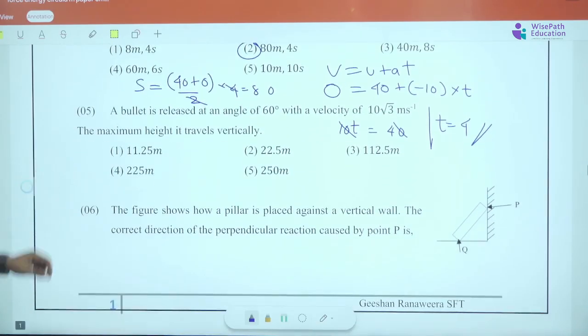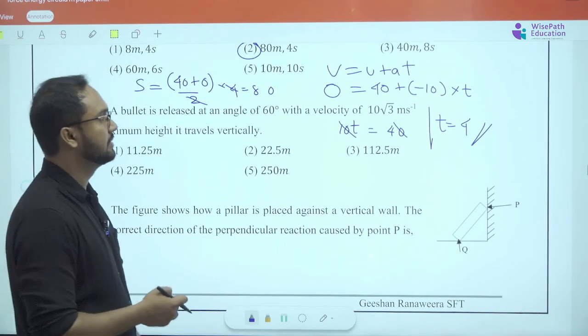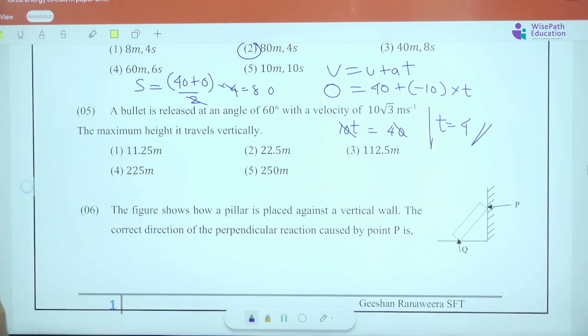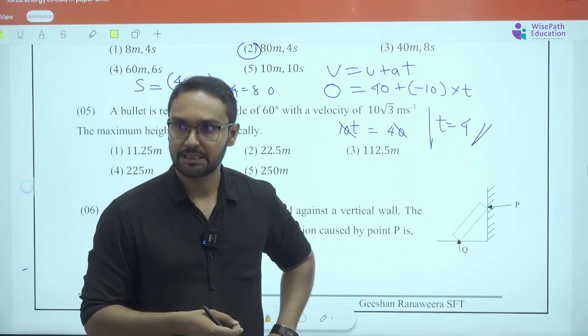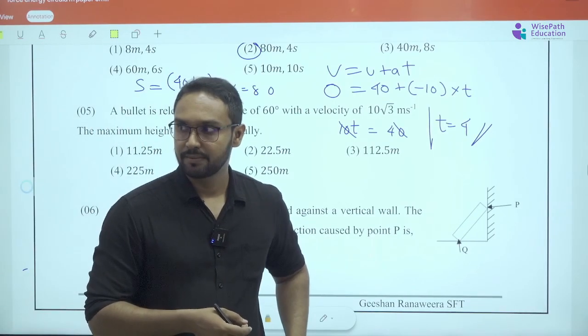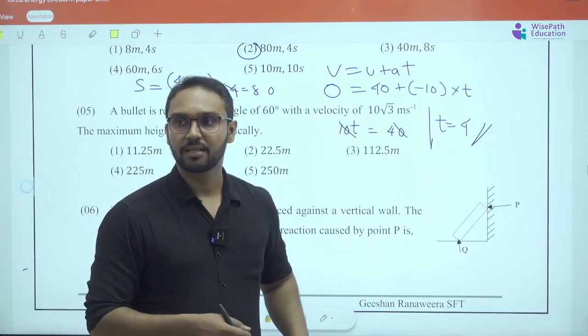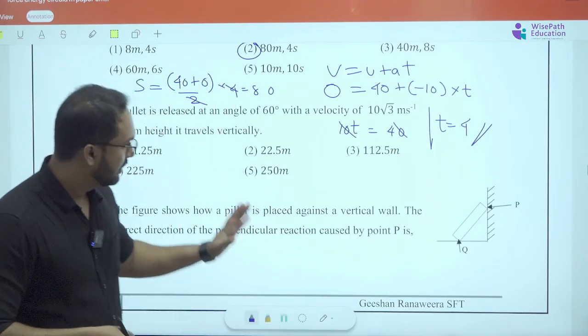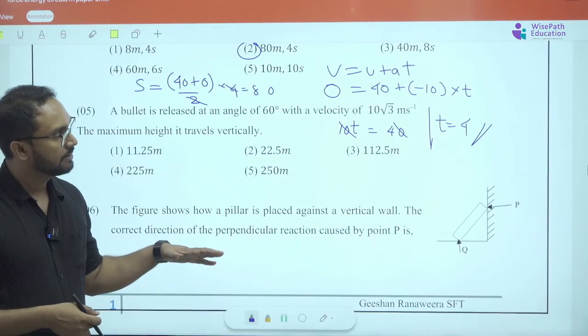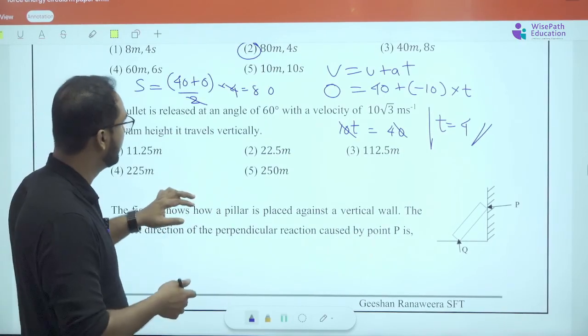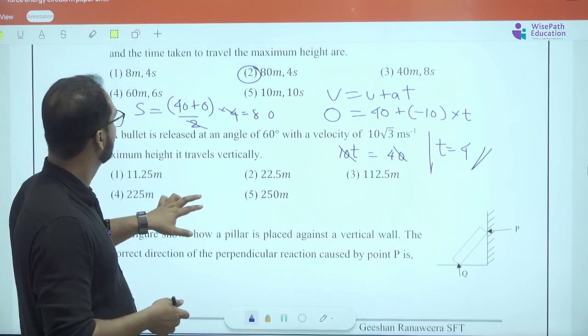Fifth question. A bullet is released at an angle of 60 degrees with a velocity of 10 root 3 meters per second. The maximum height it travels vertically. How do you find it? You have to take the component of the velocity because the vertical height is traveled by the component, isn't it?